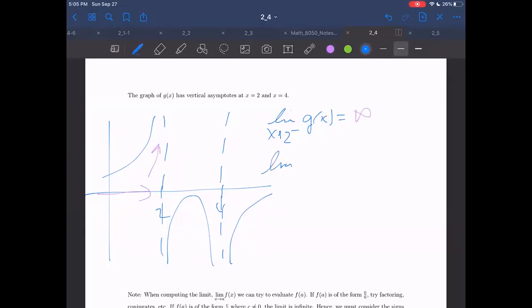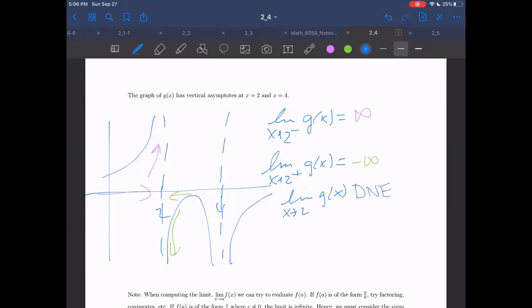And then if we look at the limit as x approaches 2 from the right of g of x, as x approaches 2 from the right, our function is going off towards negative infinity. So our limit as x approaches 2 of g of x does not exist.